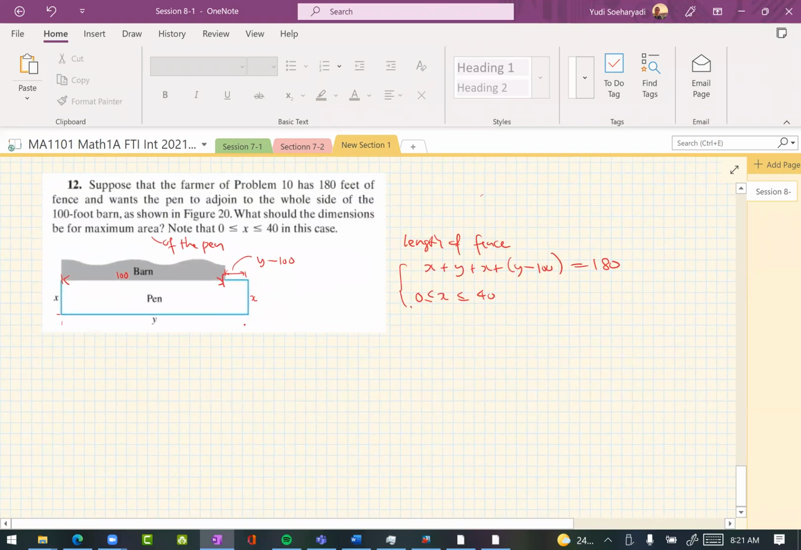And then what do we need? We need to maximize the area. And it's just X times Y.